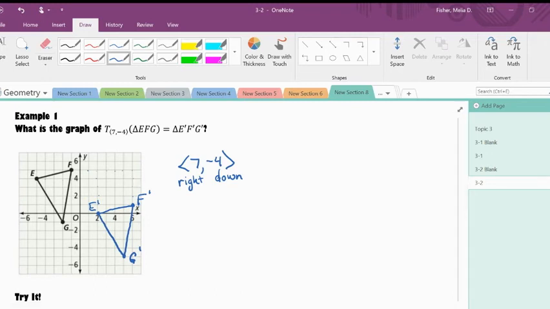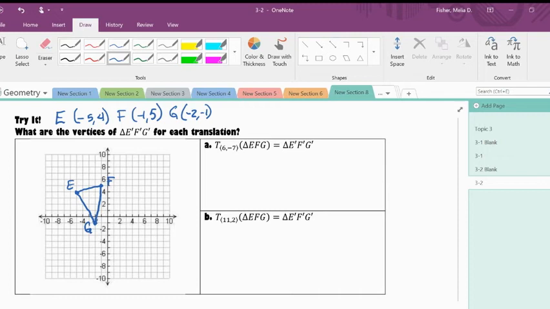For the try it, use the triangle that was in the example 1. Those points are given here, -5, 4, -1, 5, and -2, 1. So draw that shape first before you do the translations for parts A and B. Hopefully this was fairly easy for you.